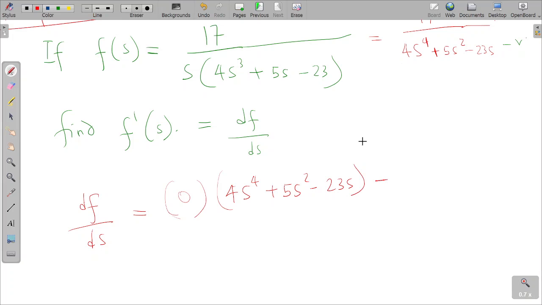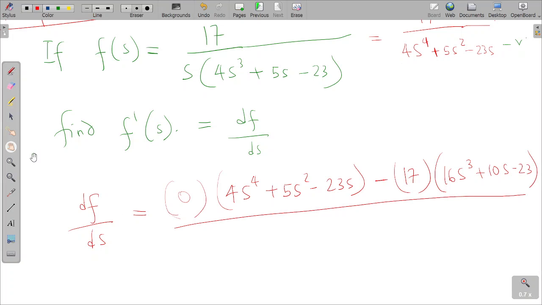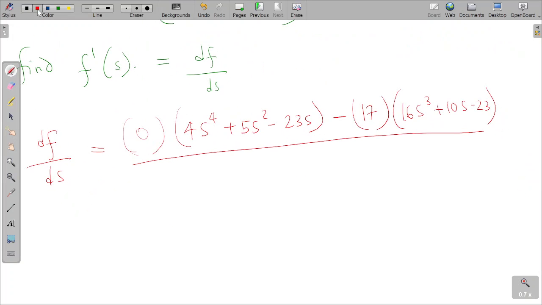Okay, minus, write this one, then derive the denominator, 16s³ plus 10s minus 23. Okay, all over the denominator square, (4s⁴ + 5s² − 23s)².